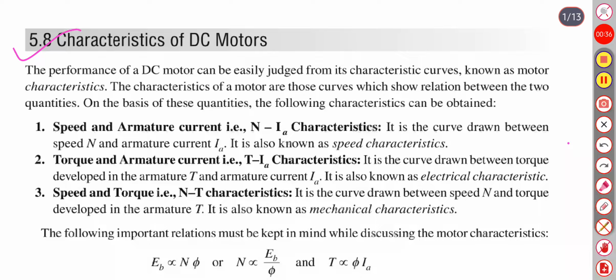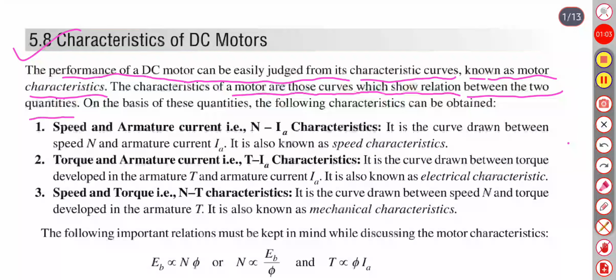Now the characteristics of DC motors. The performance of a DC motor can be easily judged from its characteristic curves, known as motor characteristics. Characteristics of a motor are those curves which show the relation between two quantities. On the basis of these quantities, the following characteristics can be obtained.